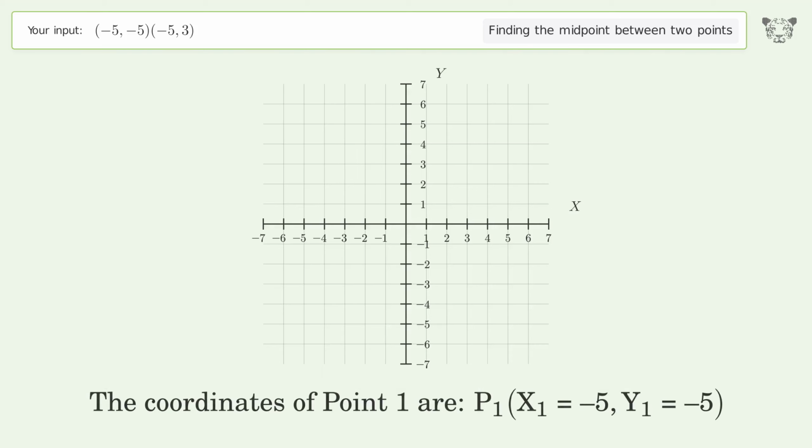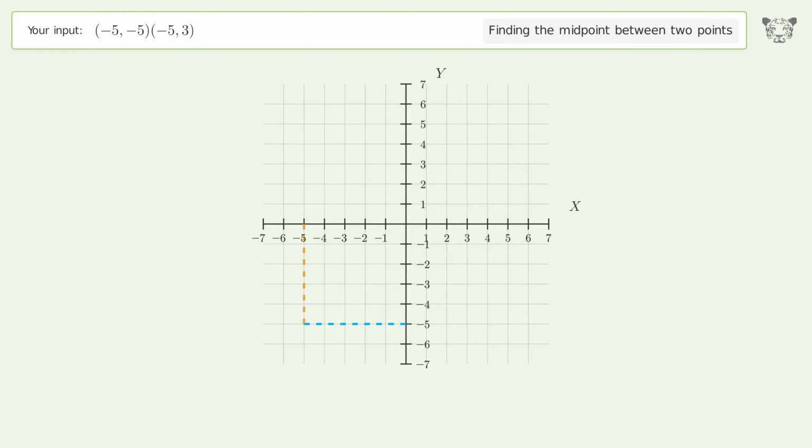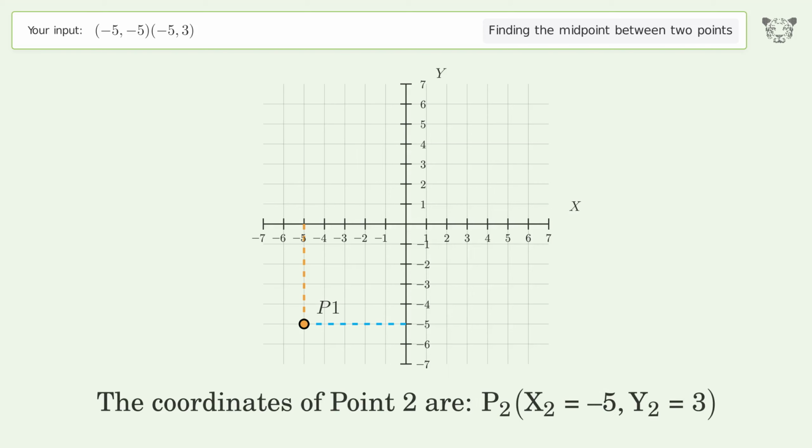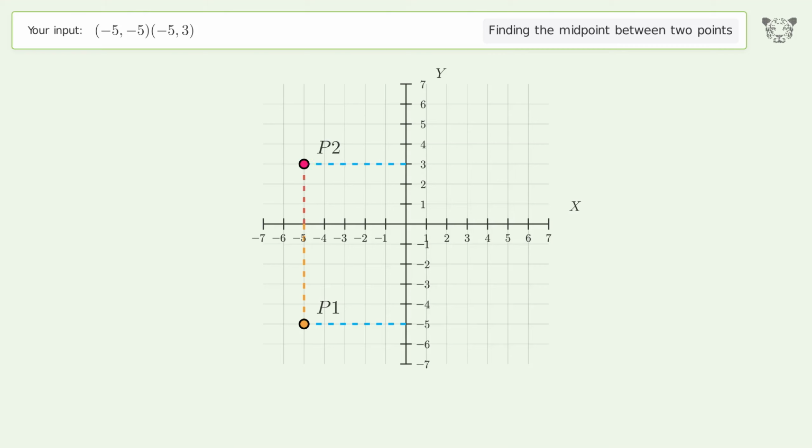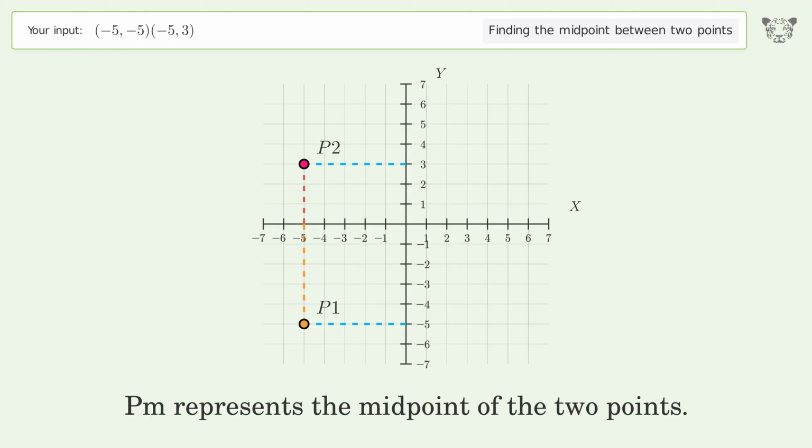The coordinates of point 1 are x1 equals -5, y1 equals -5. The coordinates of point 2 are x2 equals -5, y2 equals 3. PM represents the midpoint of the 2 points.